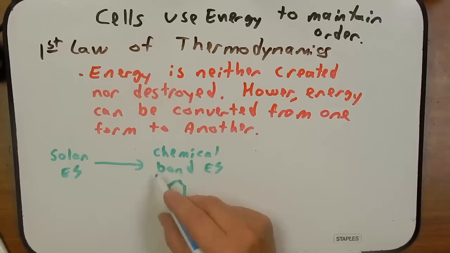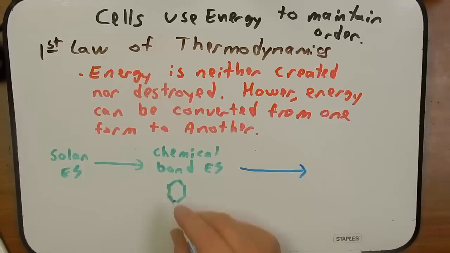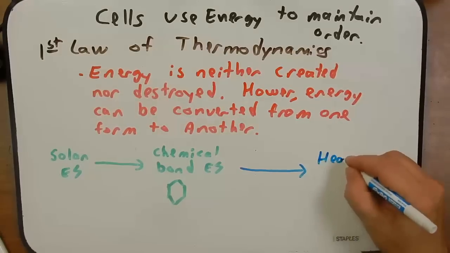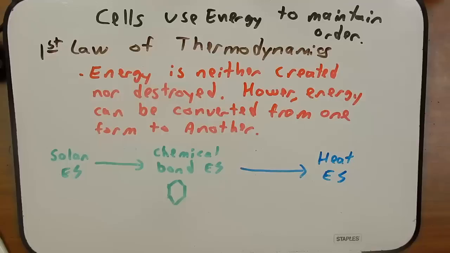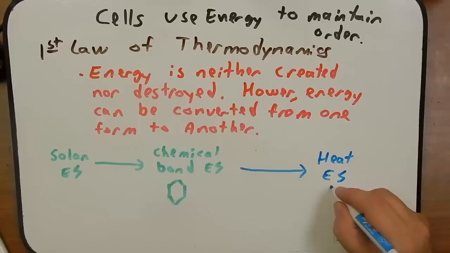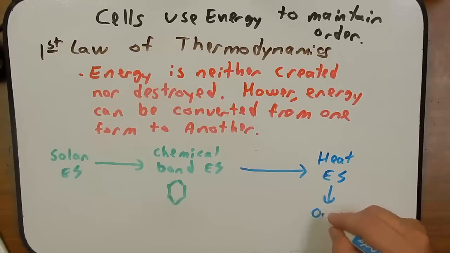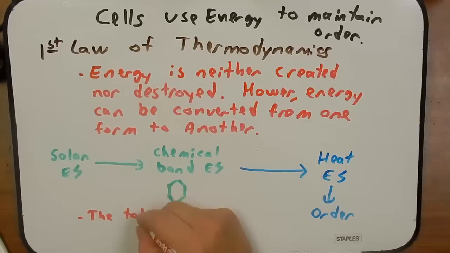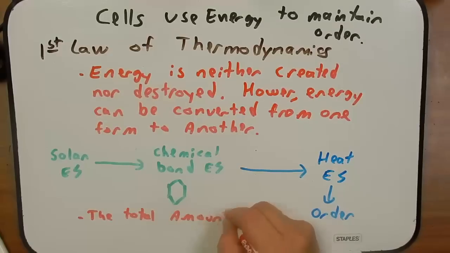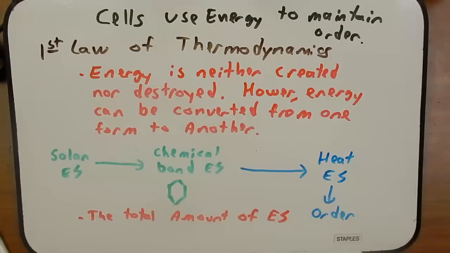As a second example, we can take this chemical bond energy and it can be broken down to form heat energy. Again, we didn't create or destroy any of the energy, we just converted it to a different form. This heat energy can now be used to maintain order in the cell. So this is the first law of thermodynamics. As a consequence of this first law of thermodynamics, the total amount of energy in the universe must always be the same.